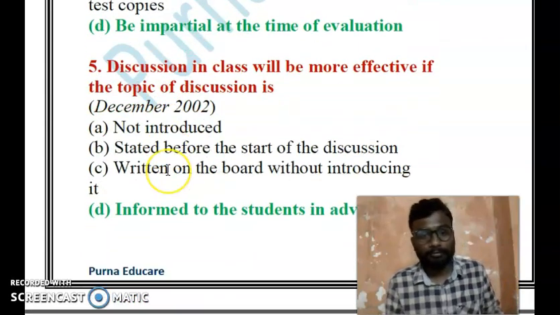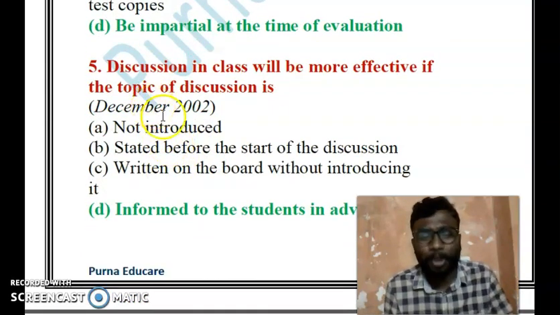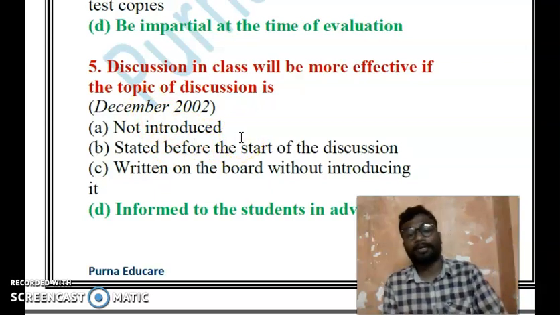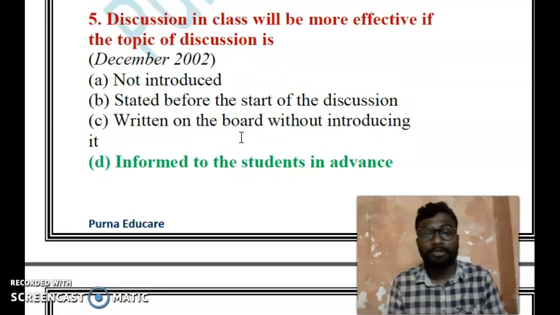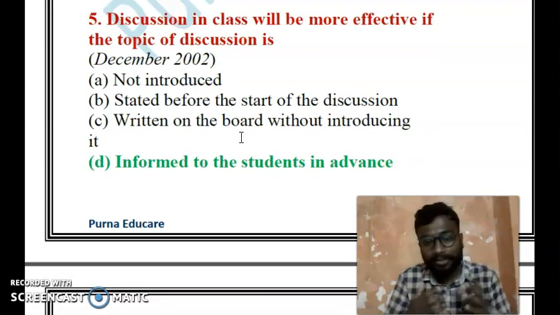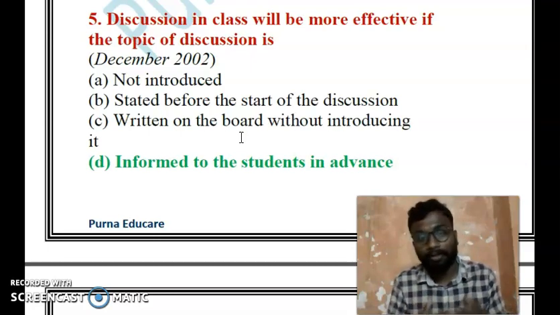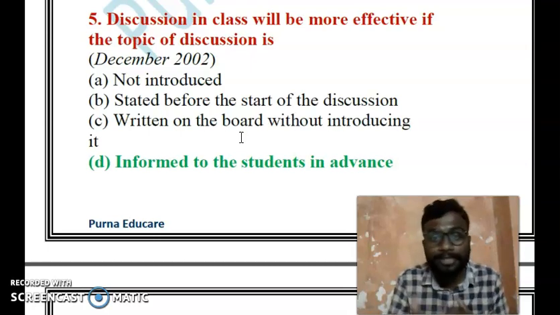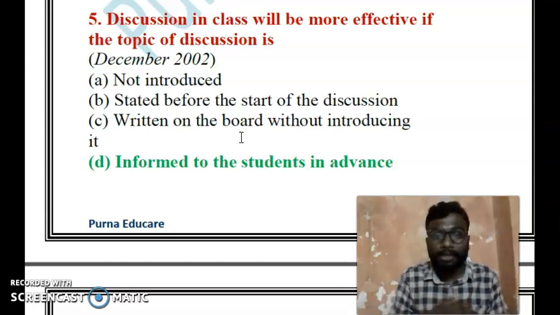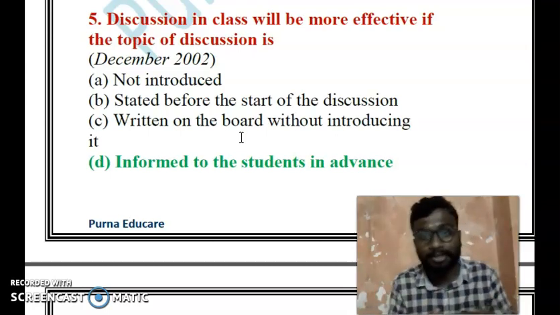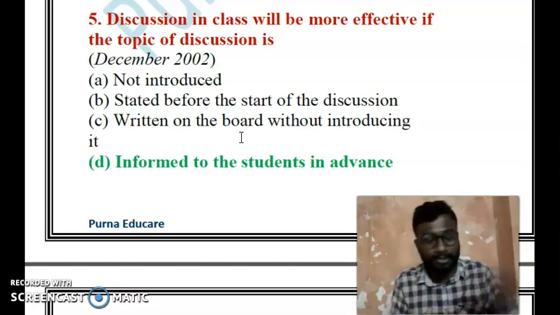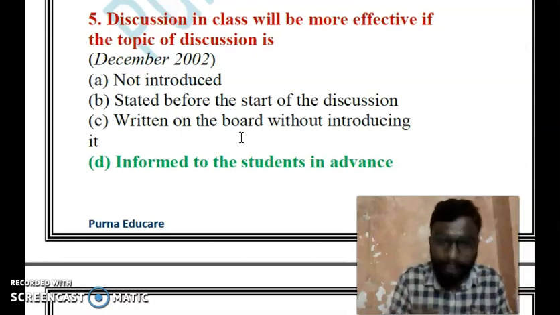Yeah. Discussion in the class will be more effective if the topic of the discussion is not introduced, stated before the start of discussion, written on the board without introducing it, or informed to the students in advance. Yes. If the topic of a discussion is informed in advance to the students, then automatically the students will come to the class the next day with some appropriate material or notes, or they might have searched for information regarding the subject the day before, right? Yes, as soon as the matter is informed to the students, automatically they will come with the notes.